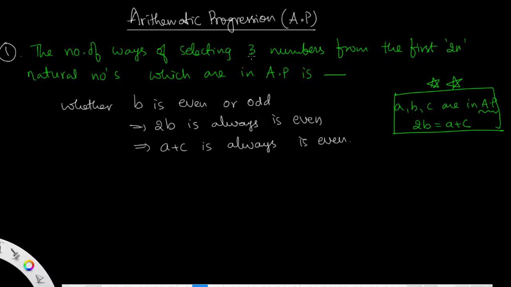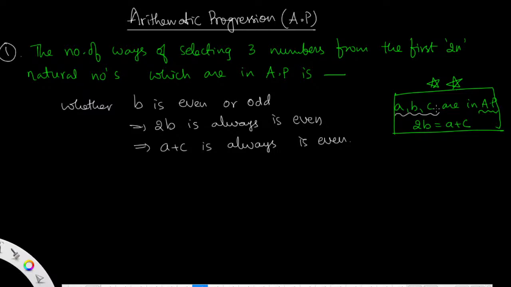Therefore, what is the question? Selection of three numbers from the first 2n natural numbers which are in AP. AP means the three terms we select must be in the form of an AP series. In how many cases can we select? That is the question. So select two numbers so that the sum of the two numbers is always even. They always form an AP with a fixed number. AP means the common difference should be the same.